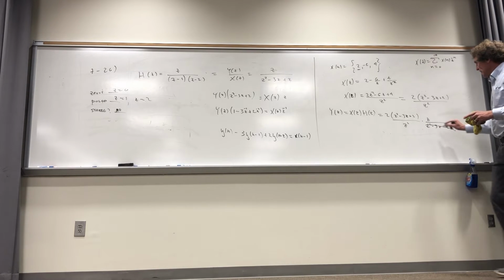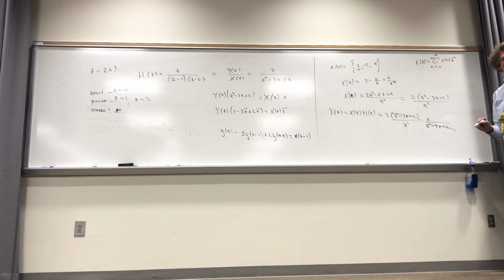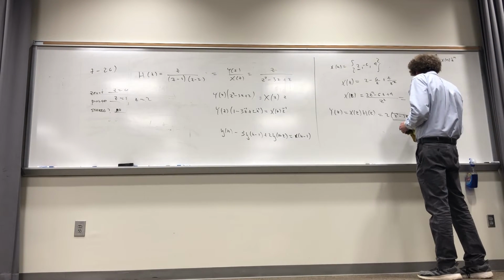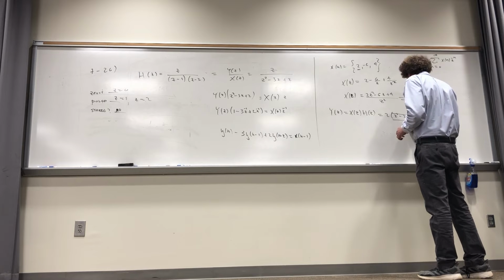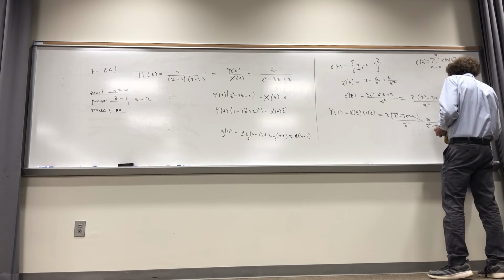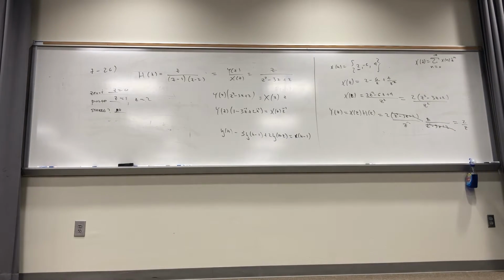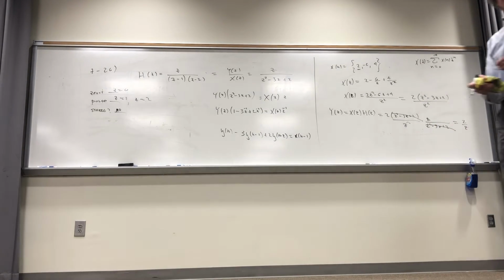This cancels that perfectly, right? I have z and 1 over z, which gives me simply z down here, right? So this is equal to 2 over z. Now here's where people get stung. That's Y of z is 2 over z. Therefore, what is y of n?